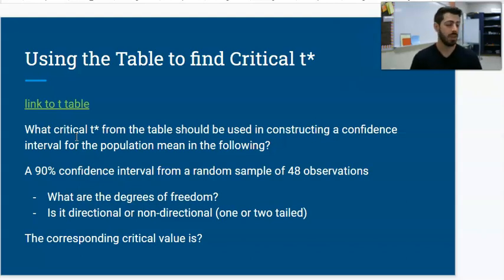Now, confidence intervals are always going to be non-directional, which means it's going to be two-tailed. The reason we point that out is because usually with these tables, they give us two values, one for when it's one-tailed, one for when it's two-tailed, and it's important we know which one we're looking at. So, we want 90% confidence for a random sample of 48 observations. Since our sample size is 48, our degrees of freedom is going to be 47. Remember, degrees of freedom was equal to n minus 1. So we need to take 48 minus 1, which is 47. So we're looking for, in the table, 90% confidence for 47 degrees of freedom.